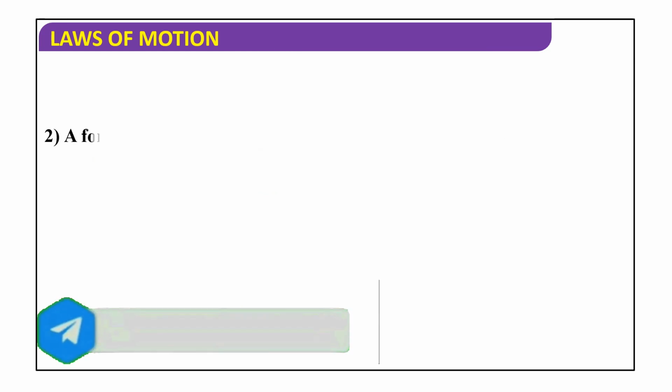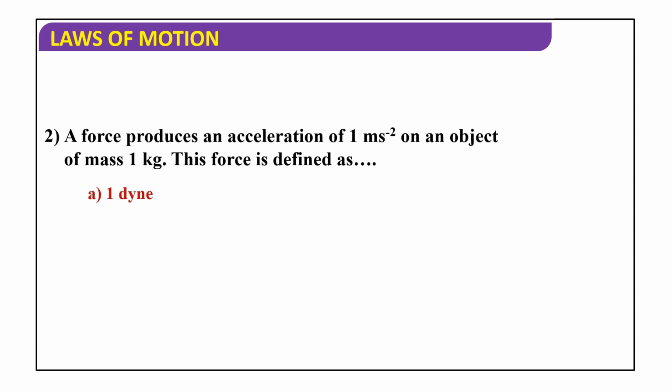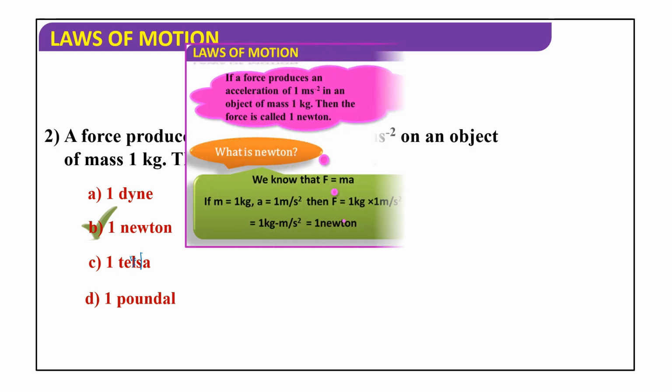Next. A force produces an acceleration of 1 meter per second square on an object of mass 1 kilogram. This force is defined as 1 dyne, 1 Newton, 1 Tesla, 1 Poundal. Here the answer is 1 Newton. If a force produces an acceleration of 1 meter per second square in an object of mass 1 kilogram, then the force is called 1 Newton. So this is 1 Newton.